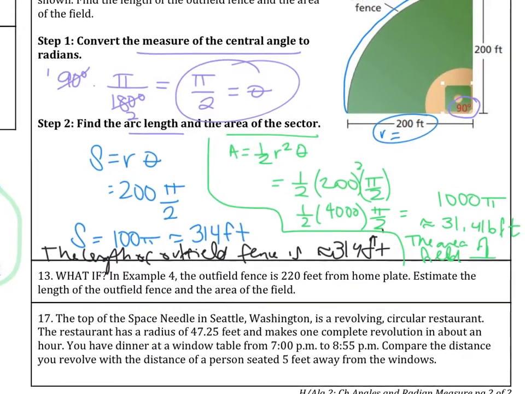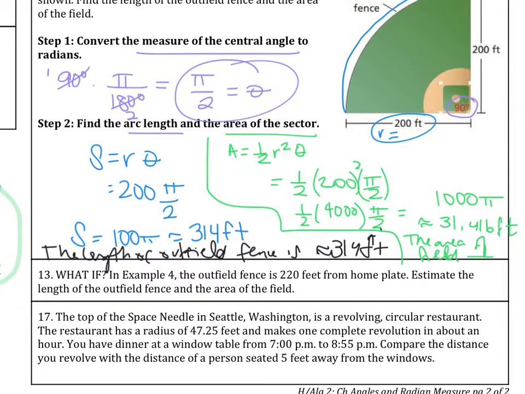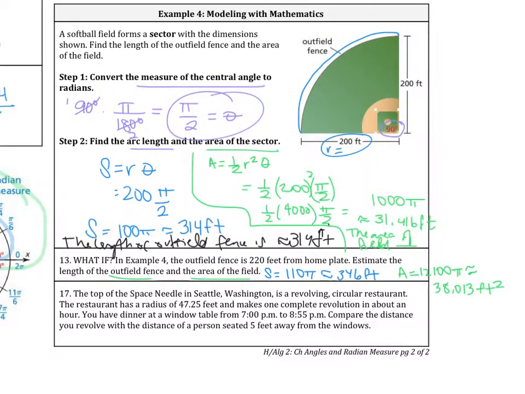Now, try number 13. In example 4, the outfield fence is 220 feet from home plate. So what changes? Estimate the length of the outfield fence and the area of the field. So go ahead and try this problem out. Pause the video, and I'll have the answer when you return. So if you tried it out, the length of the outfield fence is 110 pi, or 346 feet. Then the area of the sector is 12,100 pi, or approximately 38,013 feet squared. Okay, so this should be feet squared here as well.